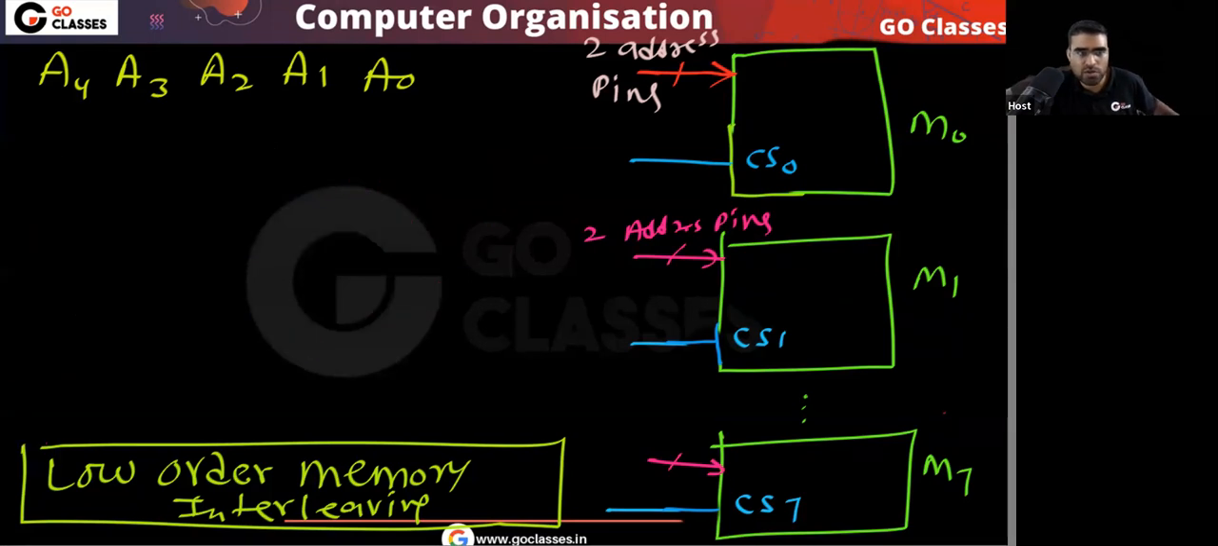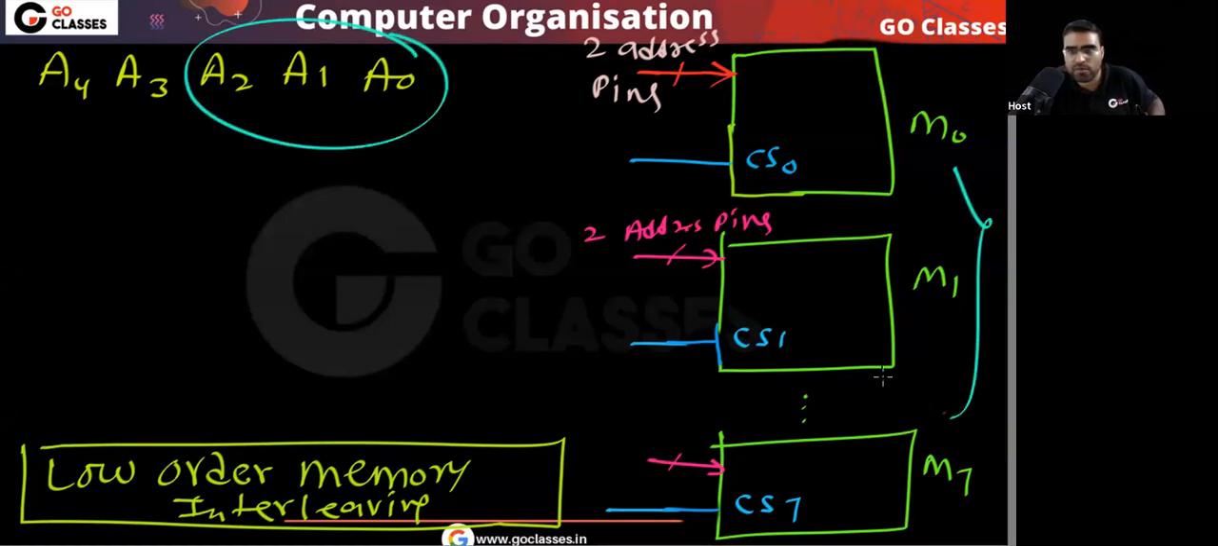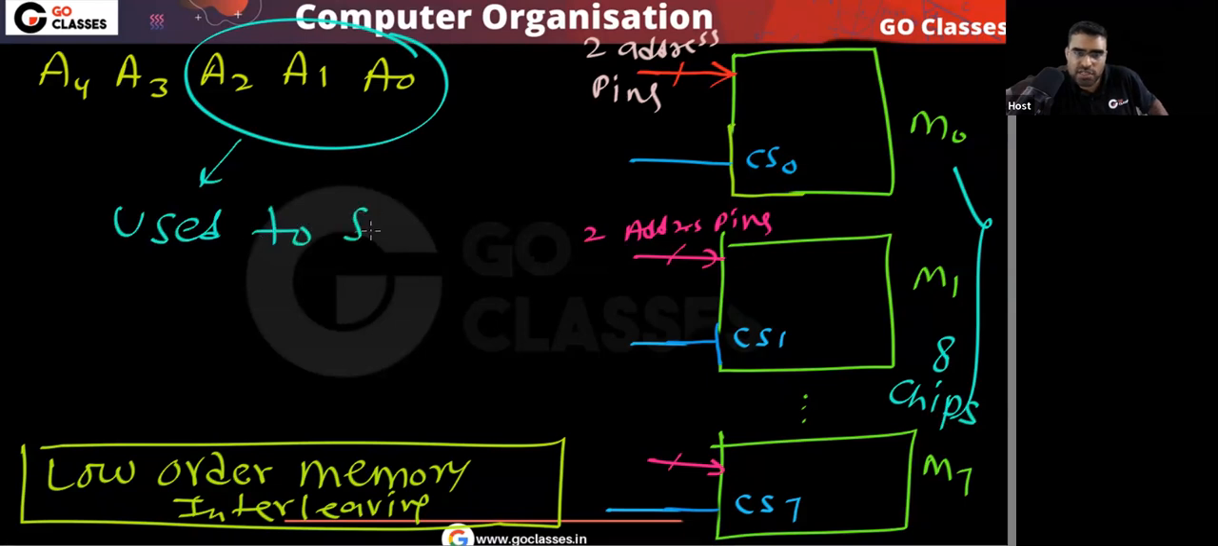So what we will do? Basically, these 3 bits we will use to select a chip. Okay, because there are total 8 chips. So you need 3 bits to select a chip. Total 8 chips you have, right? Yes or no? We have total 8 chips. So because you have total 8 chips, what you need? You need 3 bits to select a chip. So remember, they will be used to select a chip. Okay.